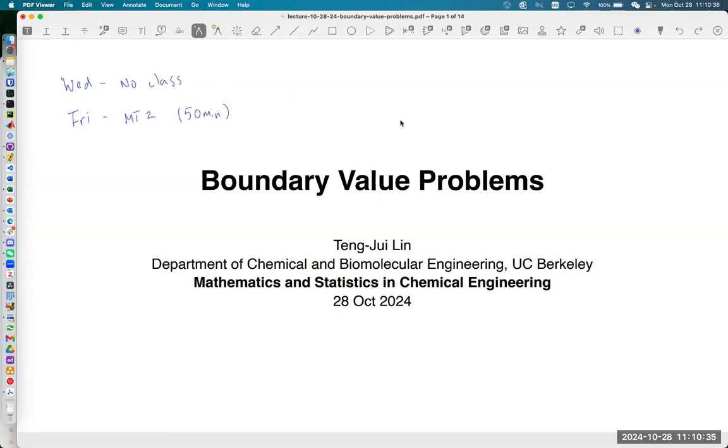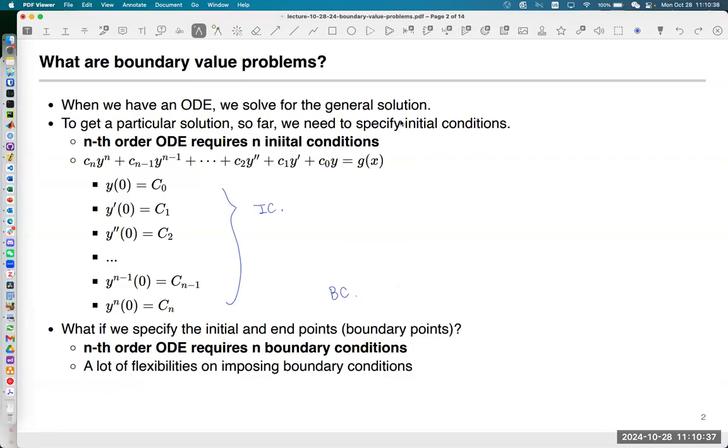So this class, we'll be talking about boundary value problems. Previously, when we have an ODE, we have talked about how to solve for the general solution for first order ODEs, second order ODEs, and then coupled systems of ODEs. And after we have a general solution, to get the particular solution, we need to specify initial conditions. And for nth order ODEs, we will require n initial conditions. So this is a general form of an nth order ODE, starting with n. And we will need n initial conditions in order to solve for a particular solution.